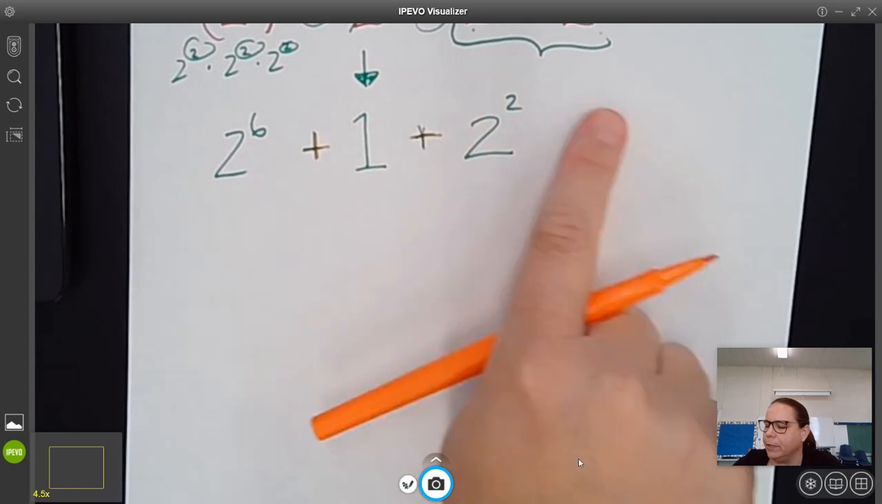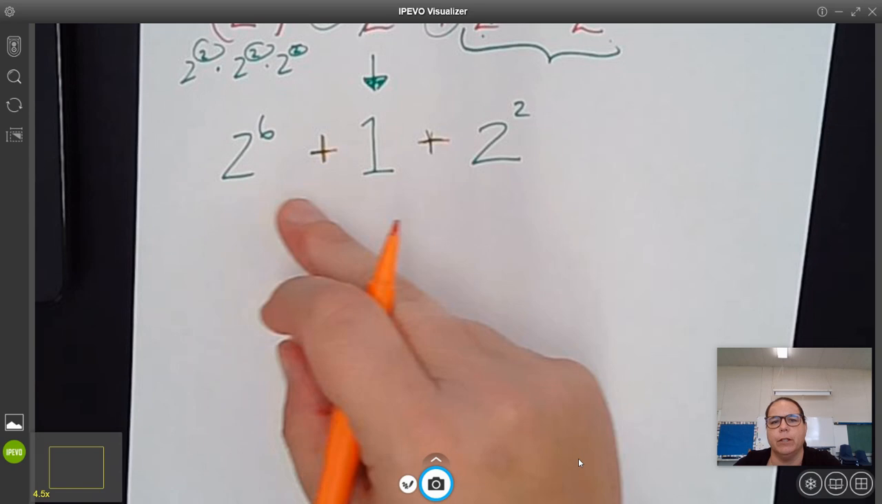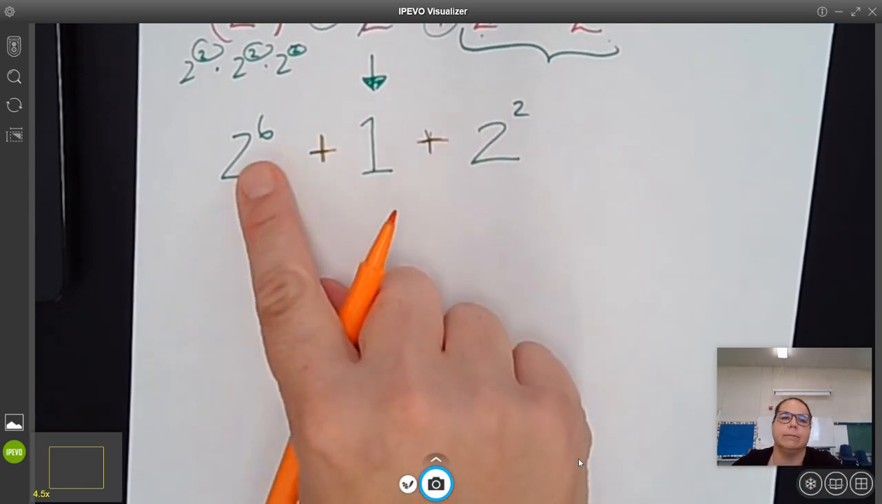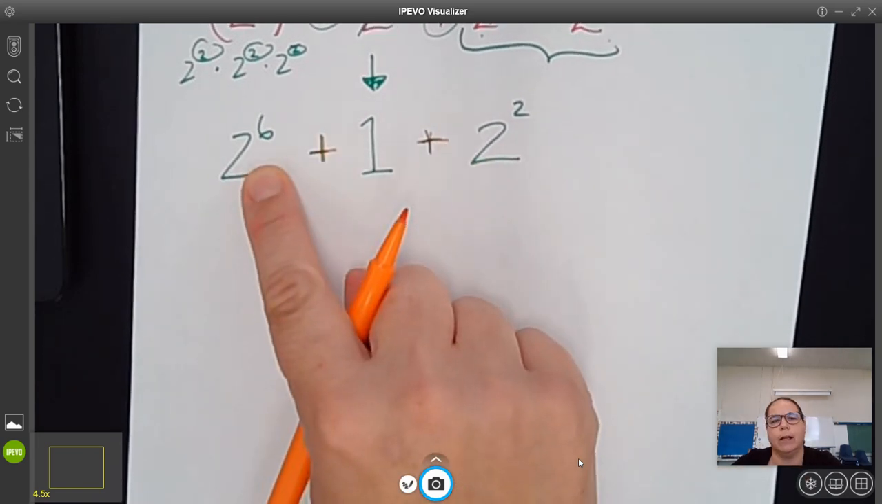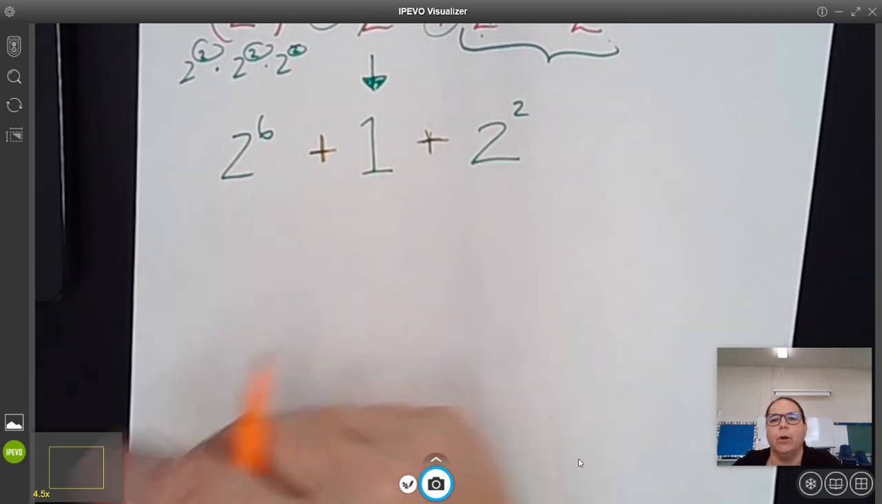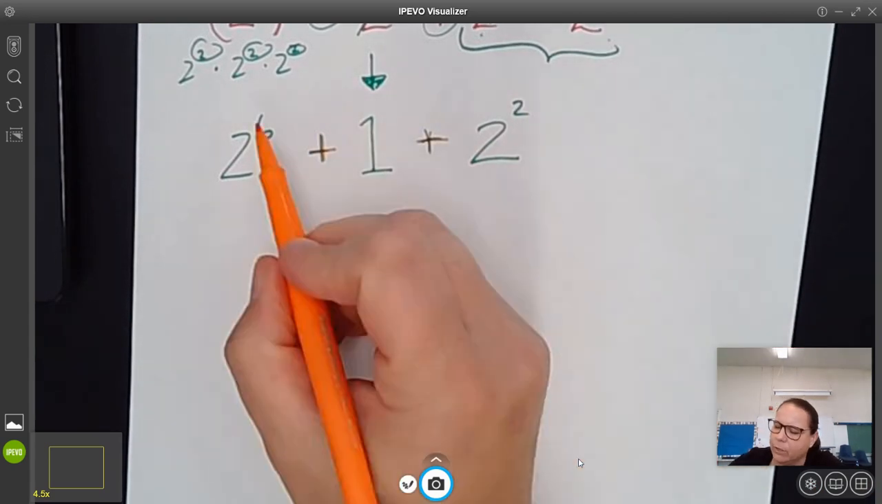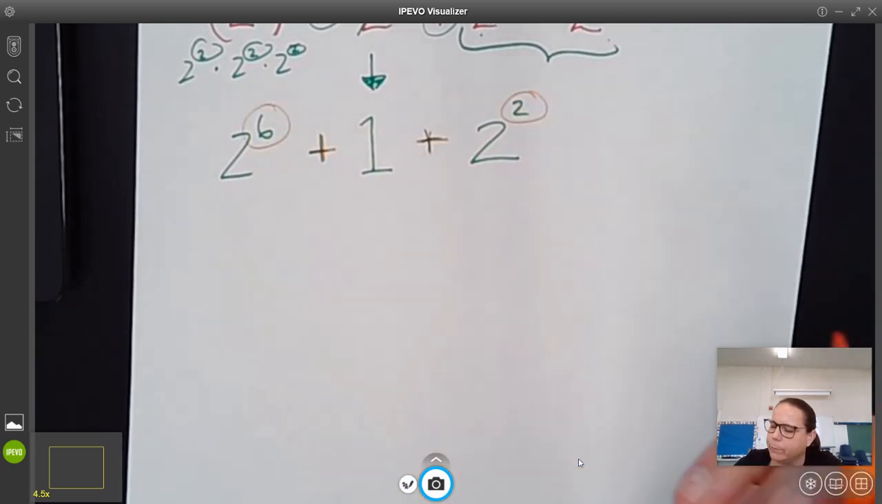If I wanted to leave it in exponential form, I could leave it like this, but these are small enough. If this was like 8, don't multiply that out. That will be too large. But if the bases are 2 or 3, sometimes you're going to multiply them out. In this case, these look small enough that I would go ahead and multiply them out.